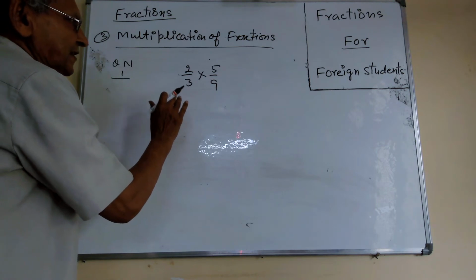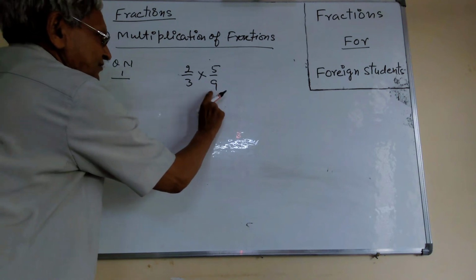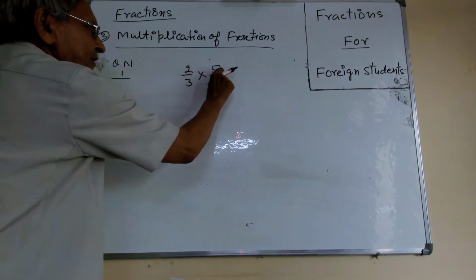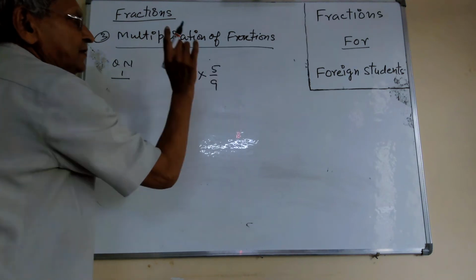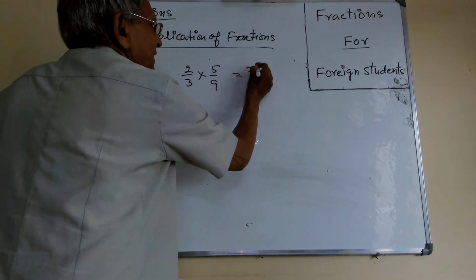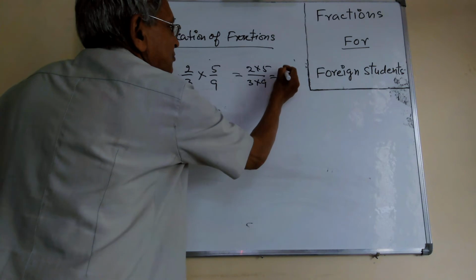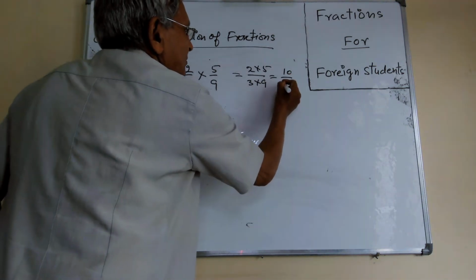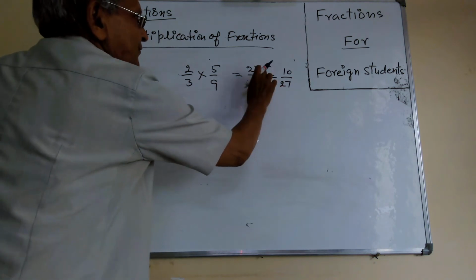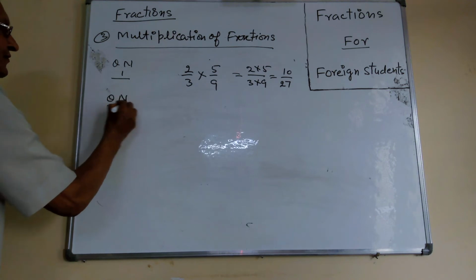Listen to me very carefully. When you want to multiply these fractions, you have to multiply numerator with the numerator and denominator with the denominator. Here, 5 into 2, 2 into 5 upon 3 into 9 is equal to 10 upon 27. 9 3s are 27, 5 2s are 10. This is the answer.